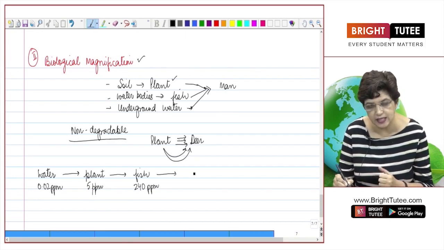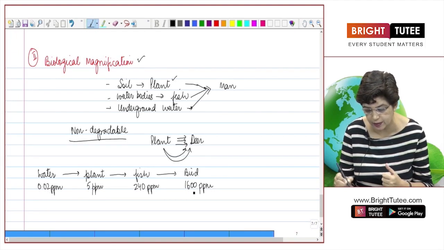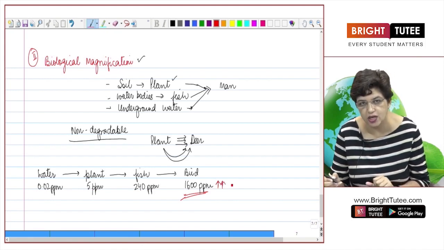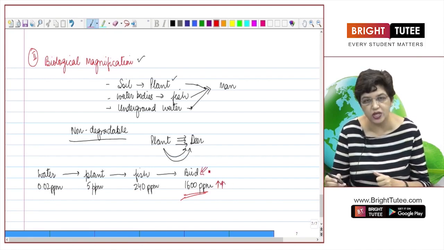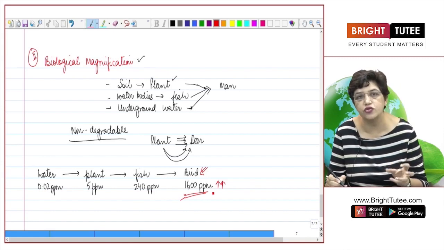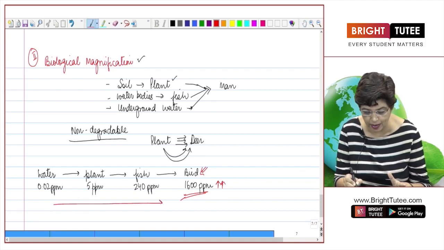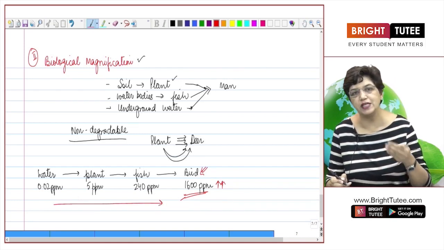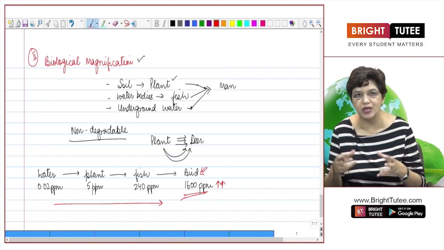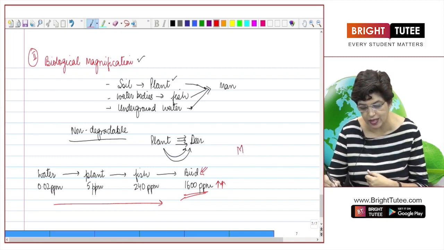When this fish is eaten by any fish eating bird, what will happen? This concentration can go up to 1600 parts per million. This is highly dangerous. It is a very high concentration. That is why many predator birds who eat fish have died, and their number has decreased, because of this high concentration of harmful chemicals in their body. This process is called biological magnification. Because of repeated supply of these chemicals, they keep on accumulating in the body and can result in many harmful effects. Even humans are greatly affected.